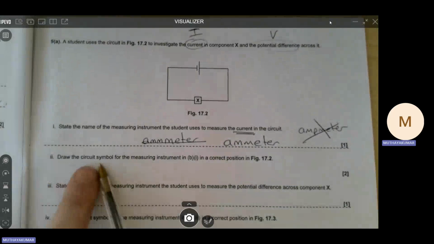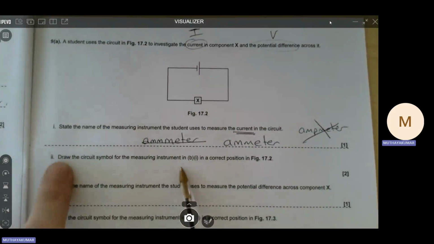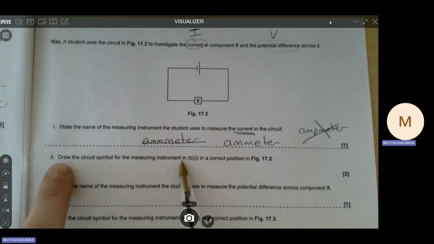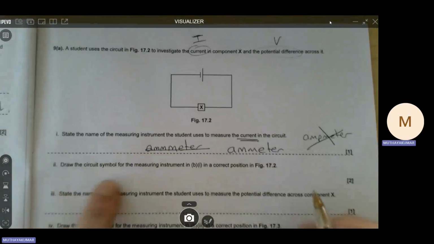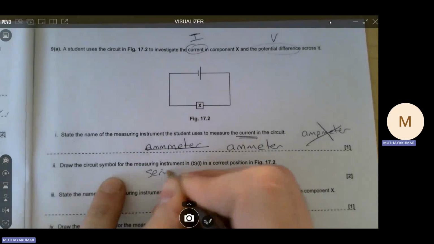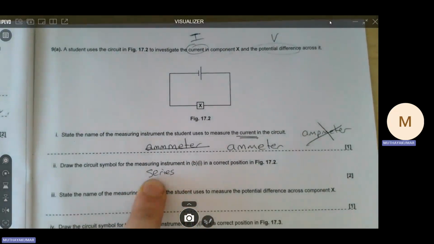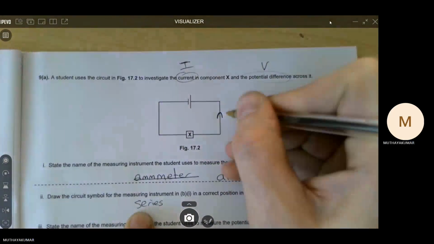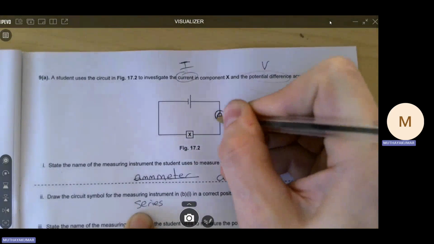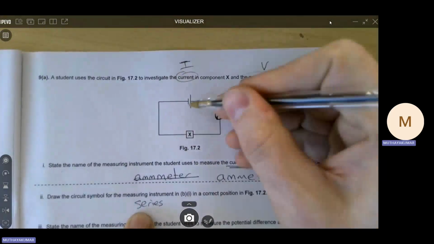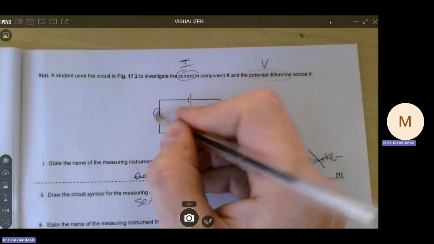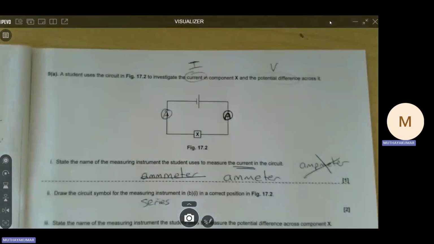And then it says, draw the circuit symbol for the measuring instrument. This question comes up almost every single year. I would say 9 out of 10 years, this question will come up. An ammeter is put in series to measure the current. So it's put in a row. So we need to put it in the same loop as the component. You could put it on the left hand side, that would be fine. You could put it on the right hand side, that would also be fine.